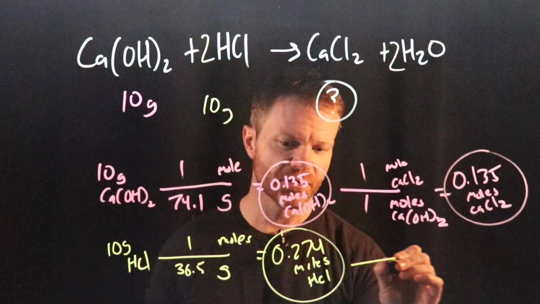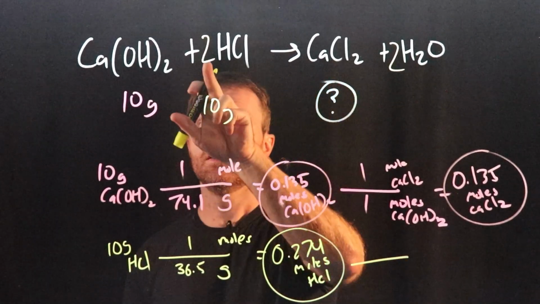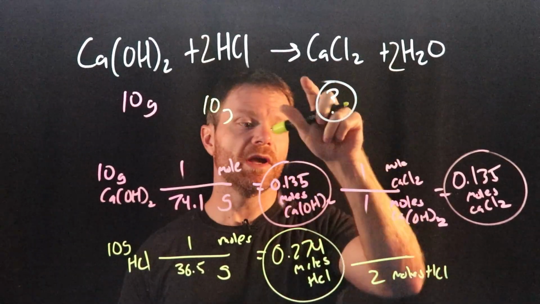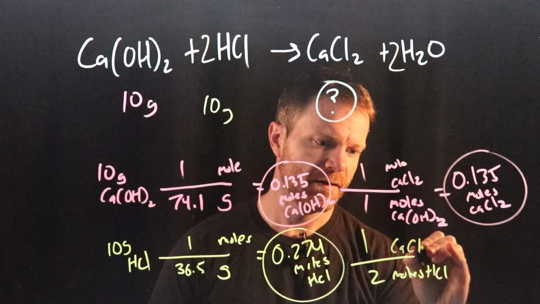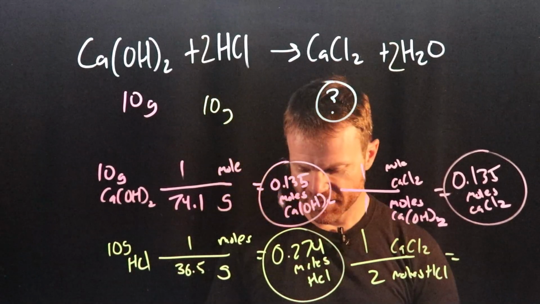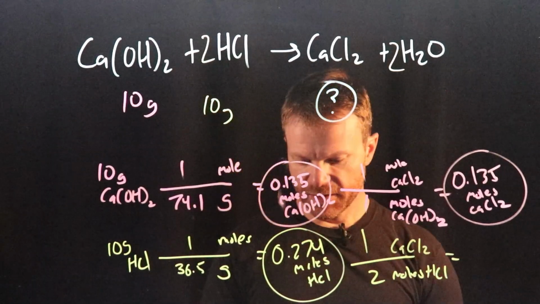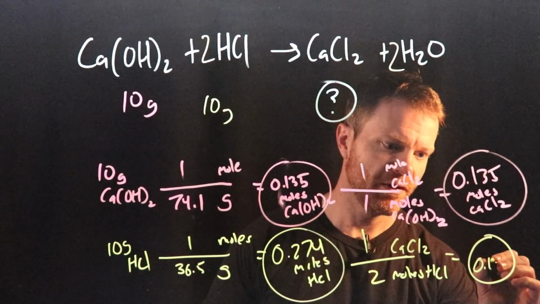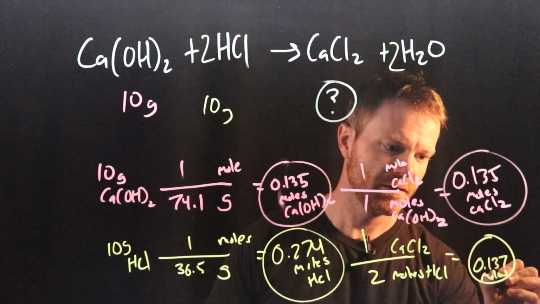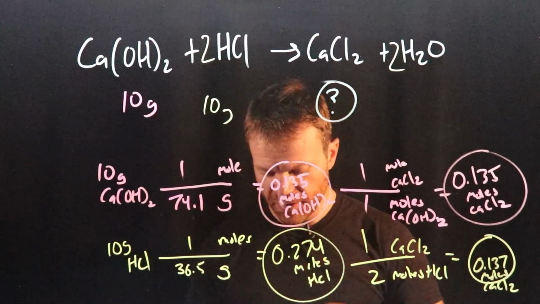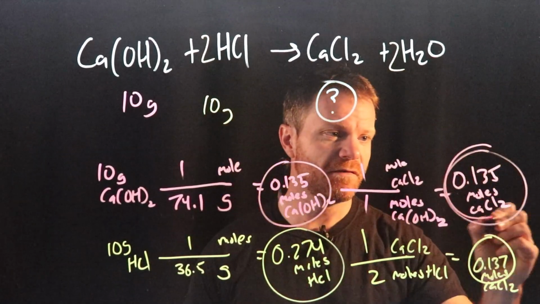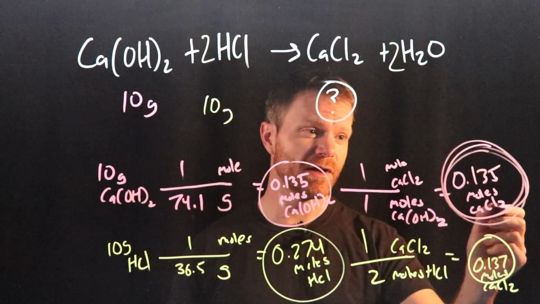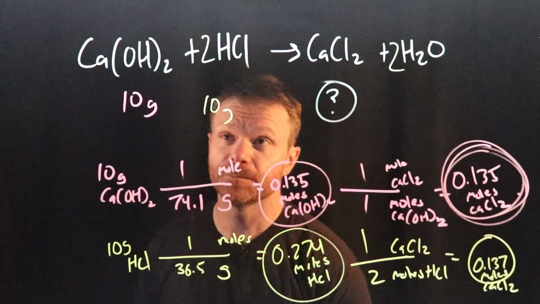With our hydrochloric acid, it's a little bit different in that for every 2 moles of HCl, we're going to make 1 mole of calcium chloride. So therefore we need to divide this number by 2 and get 0.137 moles of calcium chloride. So it turned out our calcium hydroxide is in fact our limiting reactant, but not by much. When we take the mole ratio into account, they get really, really close.